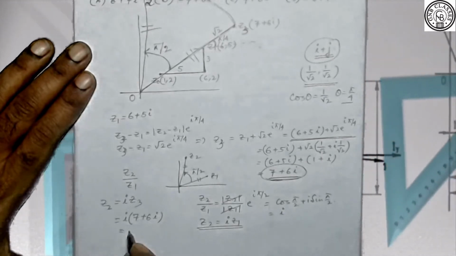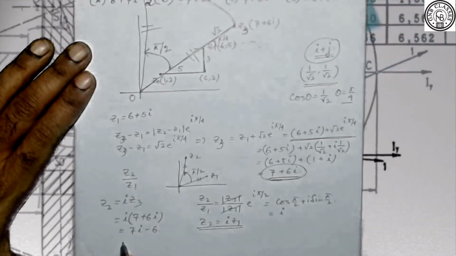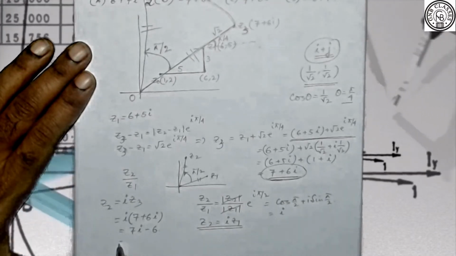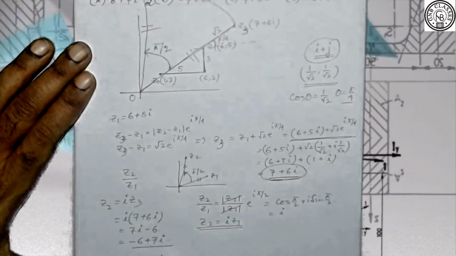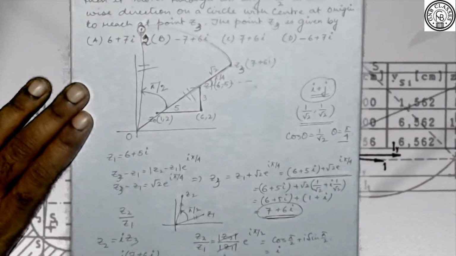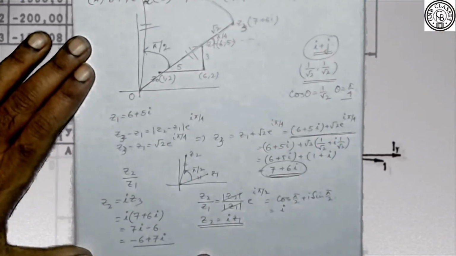Therefore, we are getting 7 iota minus 6, because iota square is minus 1. So the position vector of the new position Z2 on the complex plane will be minus 6 plus 7 iota. Is it clear or not? Hence, your option D is correct in this case. Is this problem clear to you?